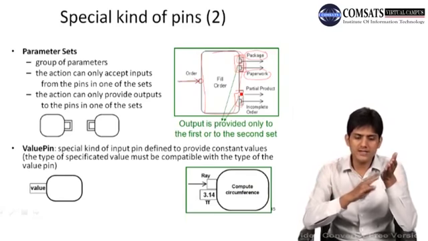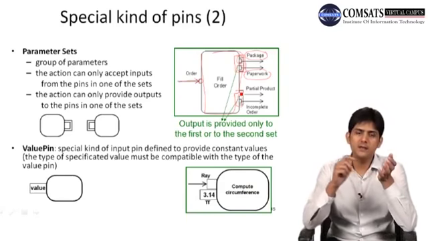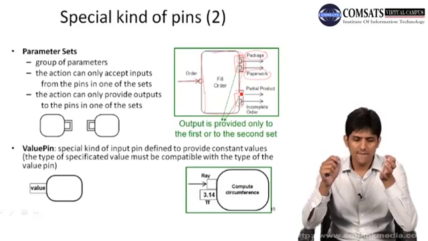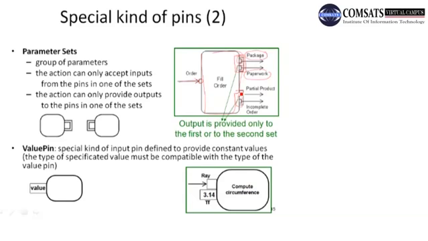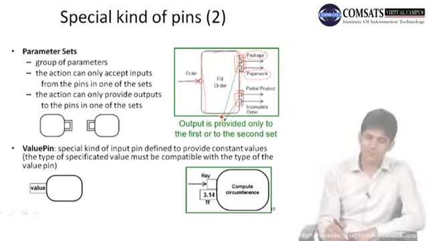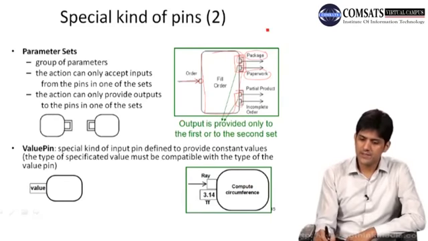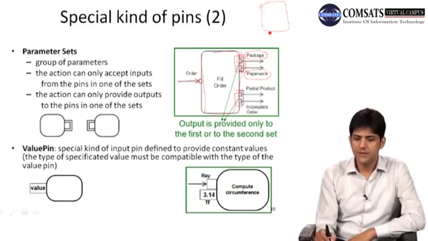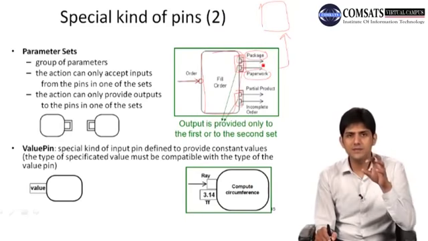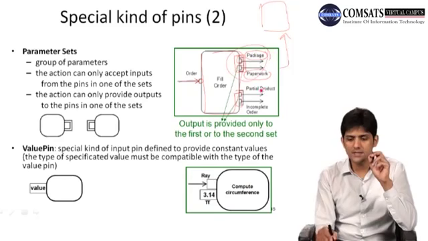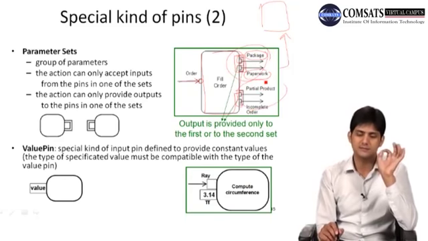The action can only accept inputs from the pins in one of the sets, and the action can only provide outputs to the pins in one of the sets. This is something we need to keep in mind. For example, this fill order is linked with another action. Whatever that action is, it can only accept input from either this set or this set.